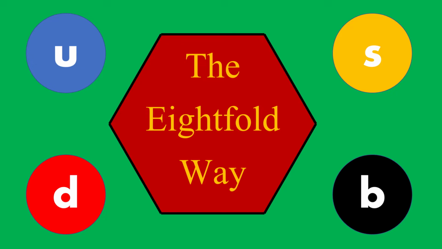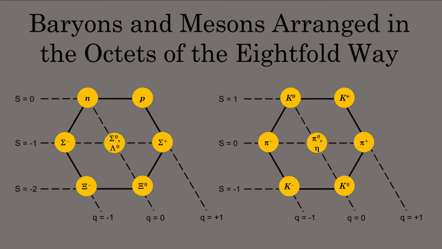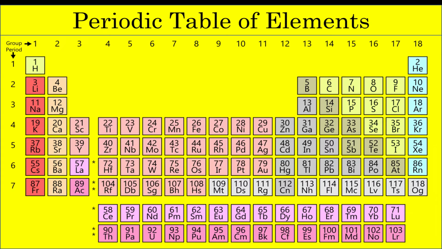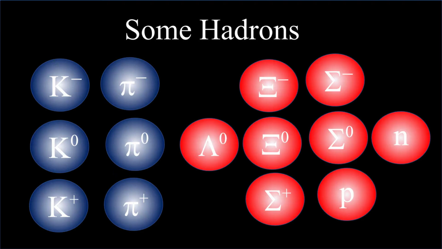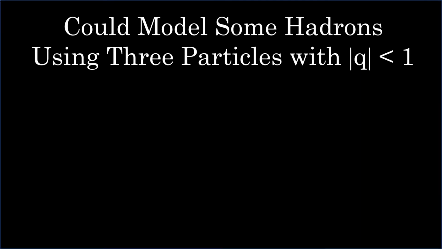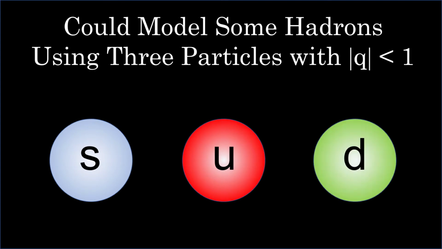It arranged the particles in octets, organizing the elementary particles in a way similar, in principle, to the way the periodic table organizes the elements. In 1964, Gell-Mann found that he could model hadrons like the proton and the neutron using just three component particles, S, U, and D, if their charges were fractions of the proton and the electron charges. He called the three component particles quarks.